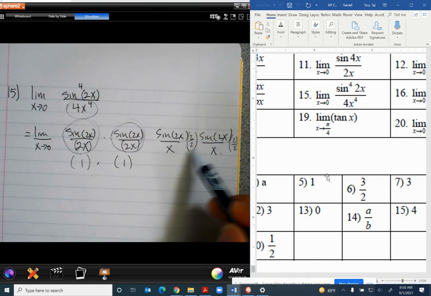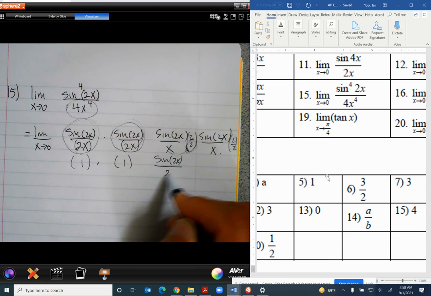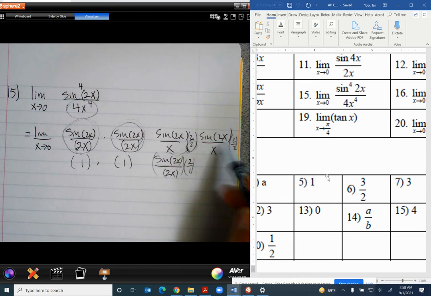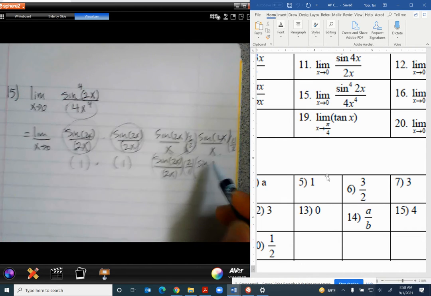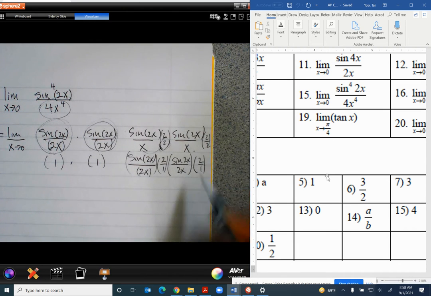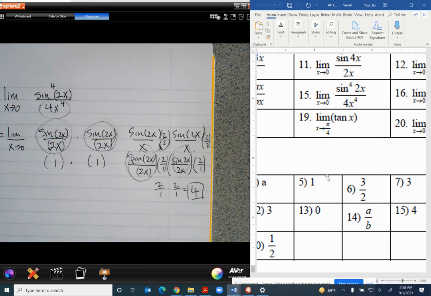Okay, we need to borrow from this 2. How do I borrow 2? I borrow this 2 and put it where? So this is sine 2x over 2x, and then this is 2 over 1. And same thing with this. This is sine 2x over 2x times 2 over 1. All right, what is this? And what is this? 1 and 1. So what's left over? 2 over 1 times 2 over 1, which is 4. That is your limit. And the answer to 15 is 4 right there.